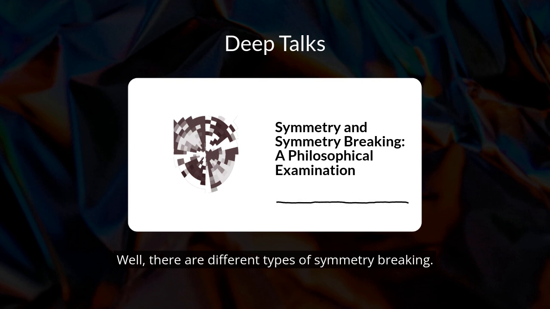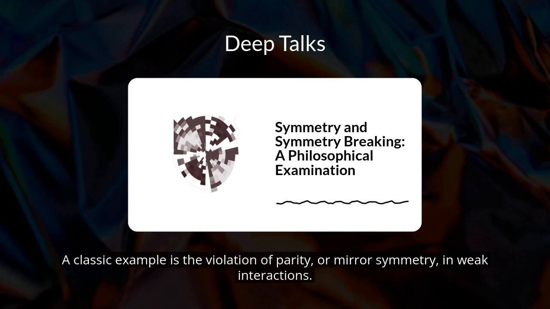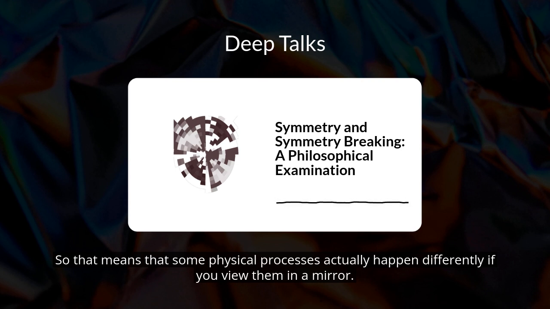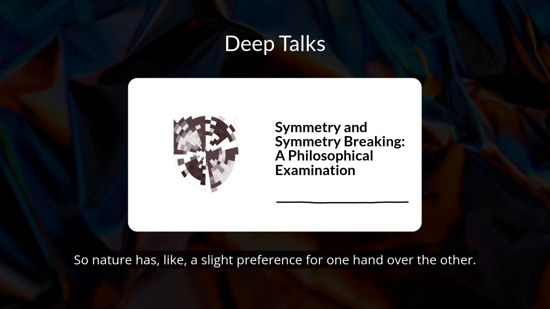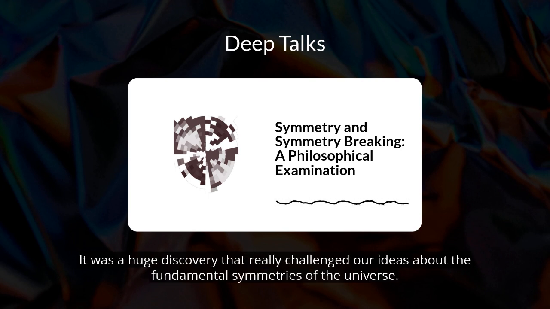Well, there are different types of symmetry breaking. You can have explicit symmetry breaking, where the laws of physics themselves aren't perfectly symmetrical. A classic example is the violation of parity or mirror symmetry in weak interactions. So that means that some physical processes actually happen differently if you view them in a mirror. So nature has a slight preference for one hand over the other. That's pretty wild, and a little unsettling too, if you think about it. It was a huge discovery that really challenged our ideas about the fundamental symmetries of the universe.